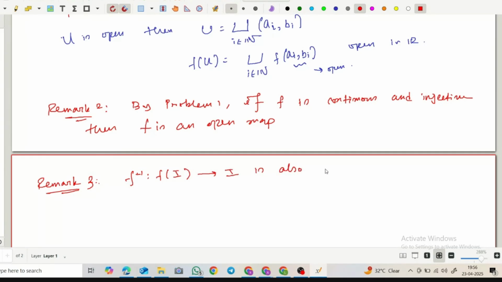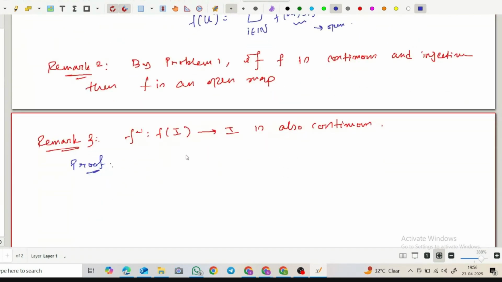Is also continuous. So how do we prove that? The proof is actually one line. You know that F is an open map, right? And also you know that F is injective. So take U subset of I, which is open. We have to show that F inverse of U is open in F(I), right? That's what we need to show for F inverse to be continuous.